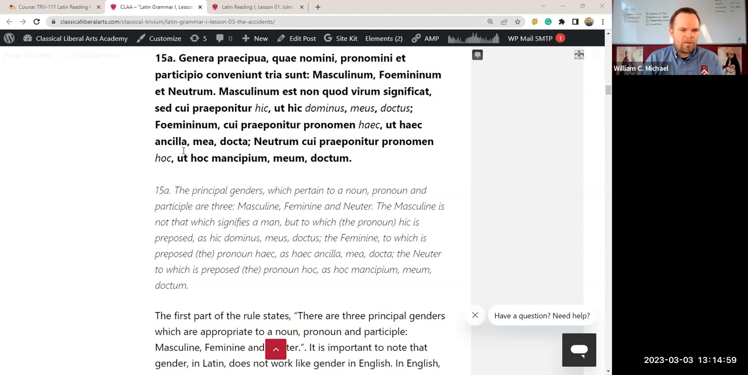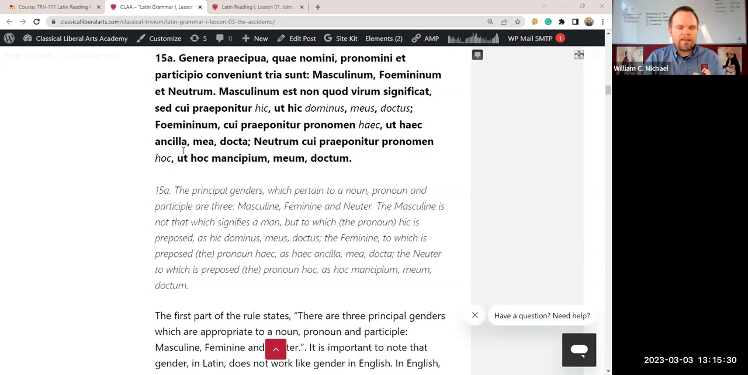Likewise, with pronouns, a pronoun is a word that stands in place of a noun. If I'm talking about a girl, and then I want to use a pronoun to refer to her, I have to use a feminine pronoun because I'm referring back to a girl. So I've got to always make sure that if I use a pronoun, that pronoun has the same gender as the noun that I'm using it in place of.